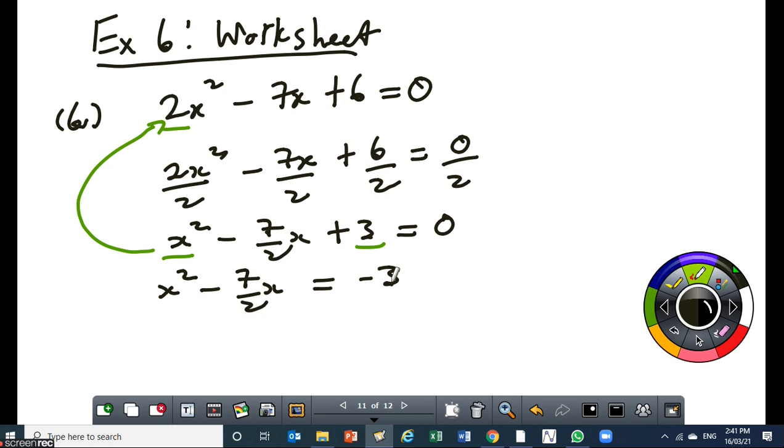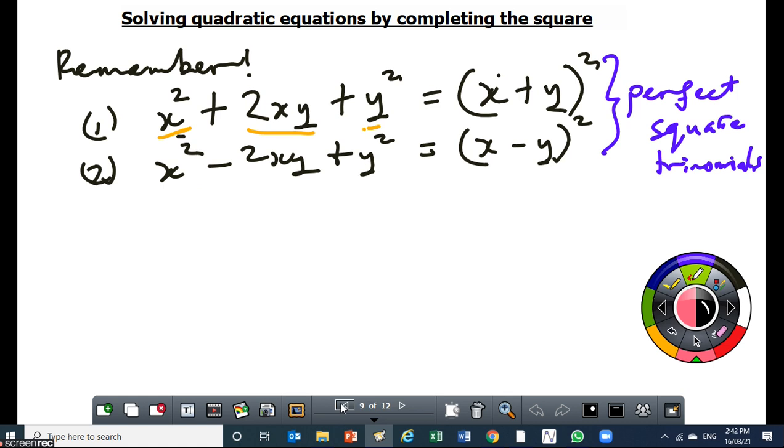Then we now have a binomial on the left. To this binomial, we have to add a term such that we can create a perfect square trinomial, like this one. I'm sure you can see that there's a minus here, which means the perfect square trinomial that we need to create must look like this, and when I factorize it, we have a minus there. In the first example, I had a plus here. For this example, you have got a minus.